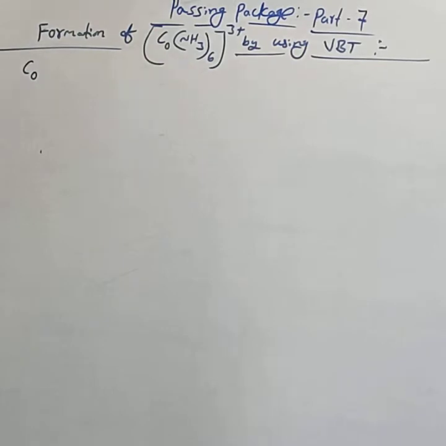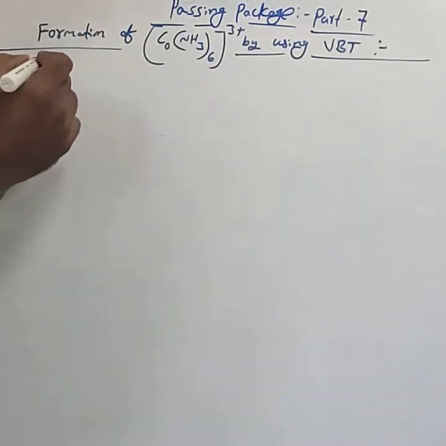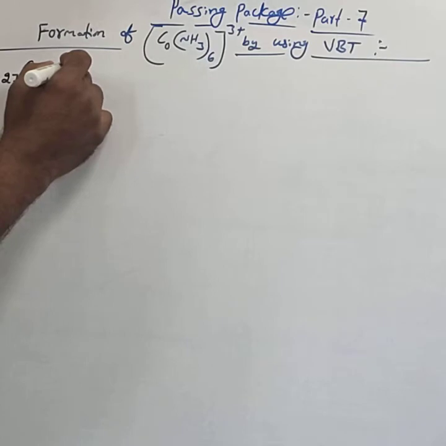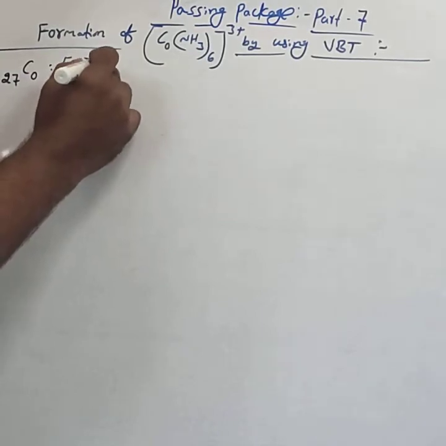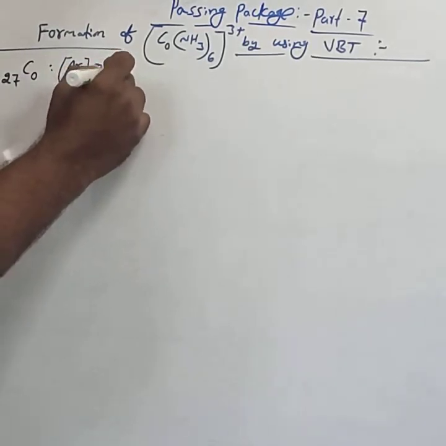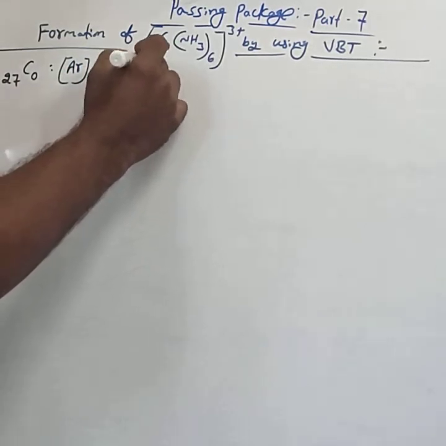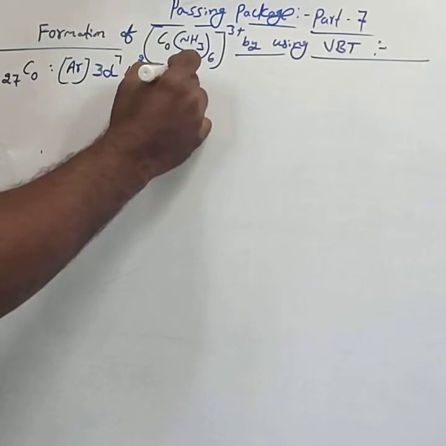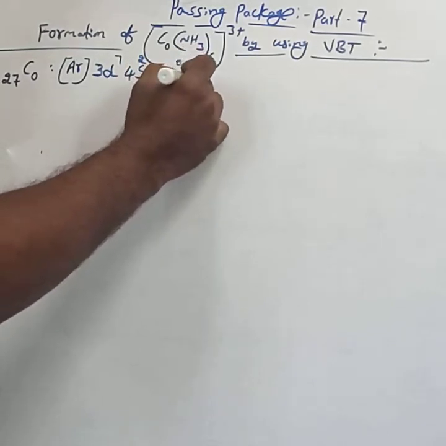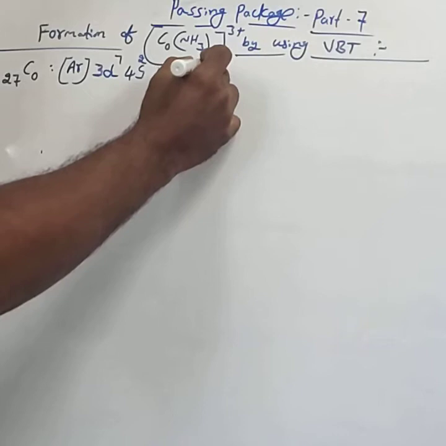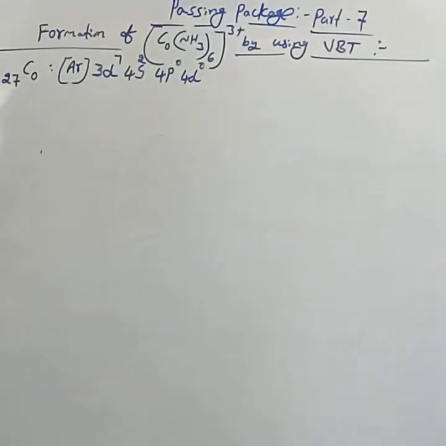Co means cobalt. Atomic number of cobalt is 27. Electronic configuration of cobalt is argon 3d7, 4s2, 4p0, 4d0. This is the outermost configuration.